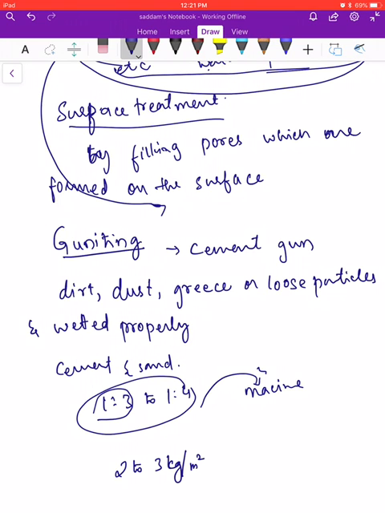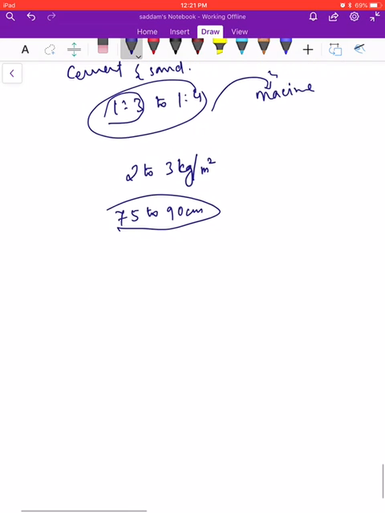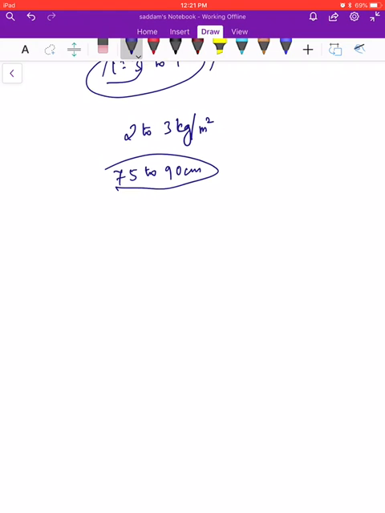With this speed we shoot the mixture on the wall surface. With high pressure we shoot the mixture on the wall surface. Now the nozzle of the machine should be kept at a distance of 75 to 90 centimeters. For example, if you want to shoot on any wall, the distance between the wall and the nozzle of the machine should be 75 to 90 centimeters. Okay, so these are the methods by which we go for damp proofing.